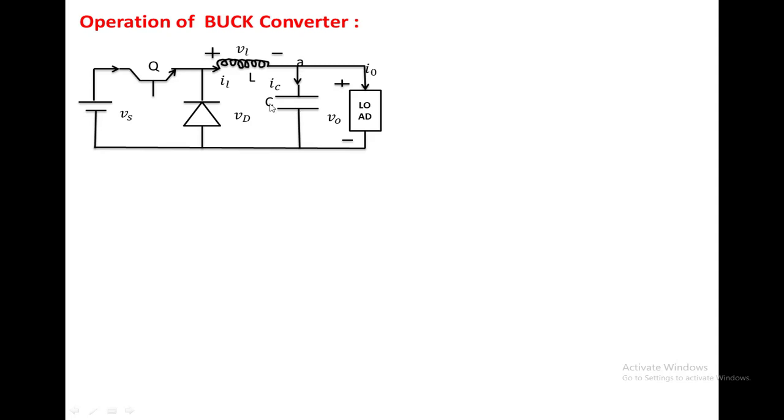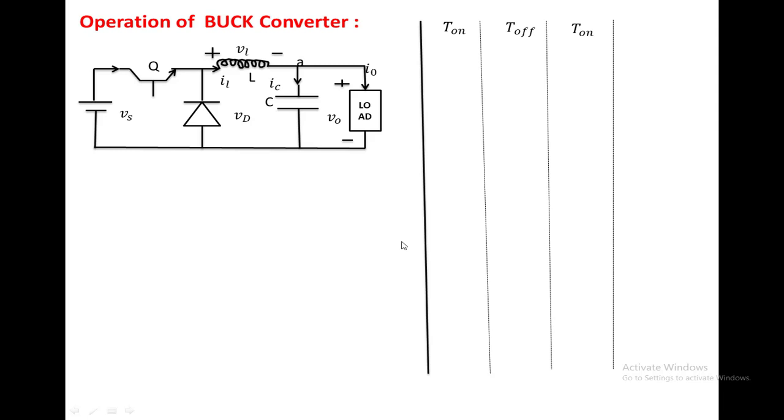The voltage across the capacitor is equal to the load voltage V0. This is the positive direction of the load current. By controlling the on and off state of a switching device, we can control the output voltage, which is less than the input voltage. Now we are going to see the circuit operation.